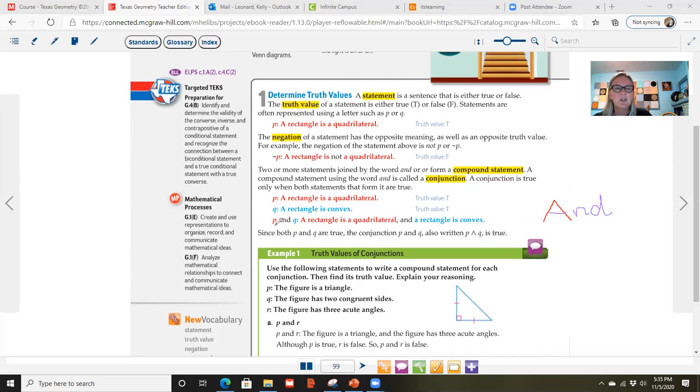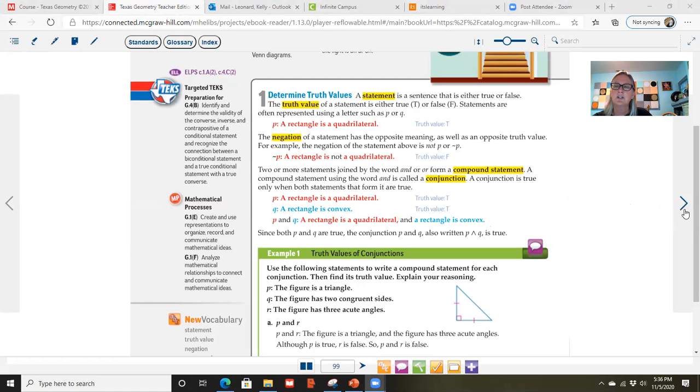So it says here, a conjunction is true only when both statements that form it are true. So in this case, this example they give you, a rectangle is a quadrilateral and a rectangle is convex. Since both statements are true, then the conjunction itself, the whole statement, P and Q, or the conjunction of P and Q, is also true. It's pretty abstract. And then before I go over examples, I'm going to tell you what the other word is.